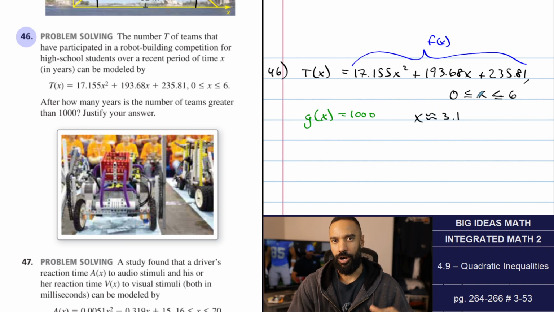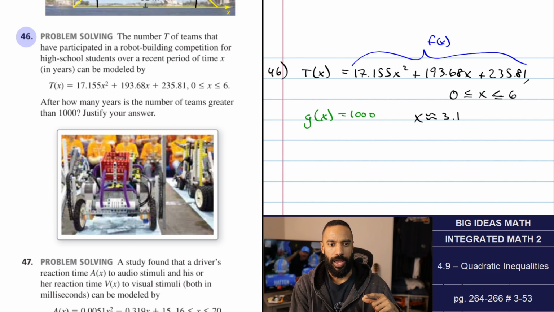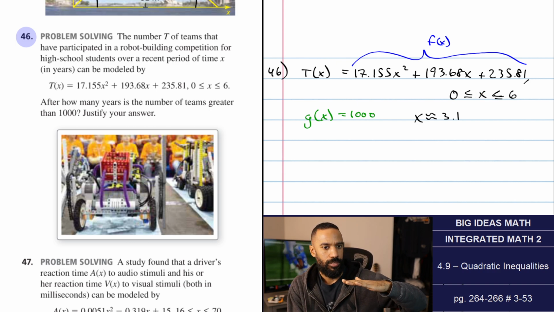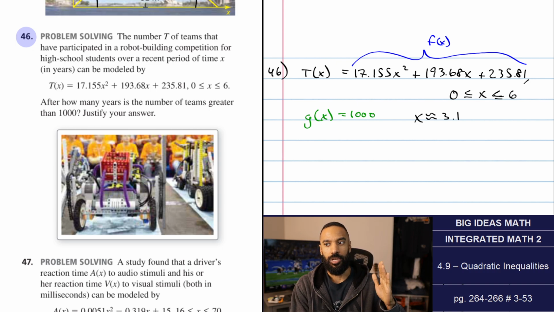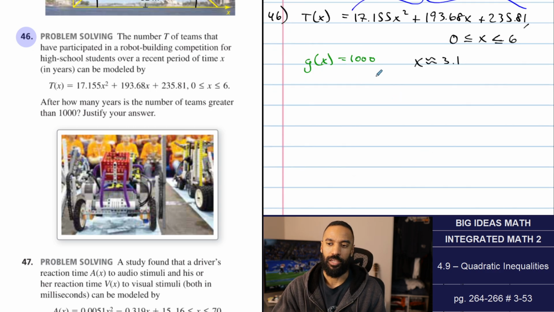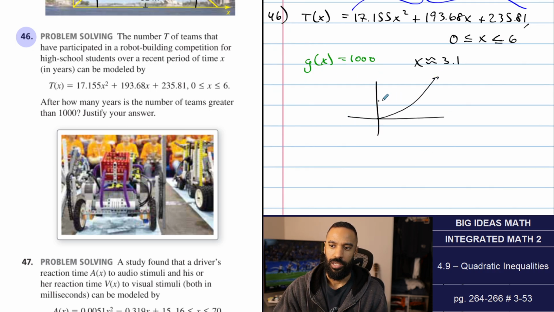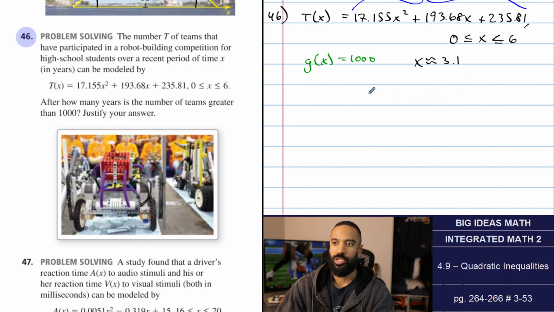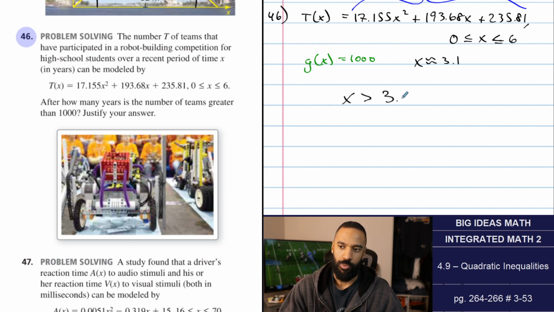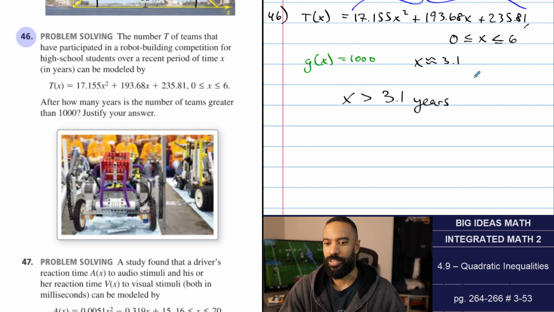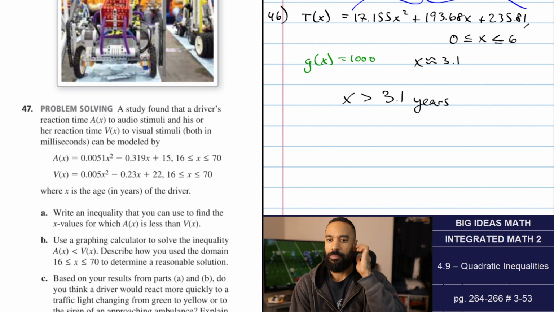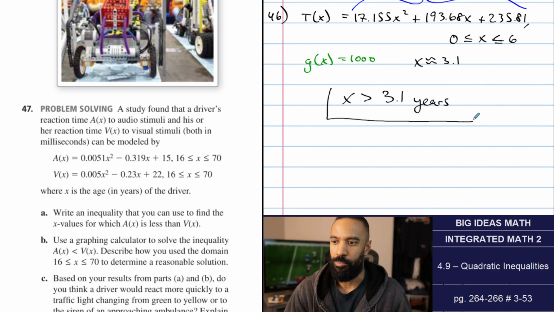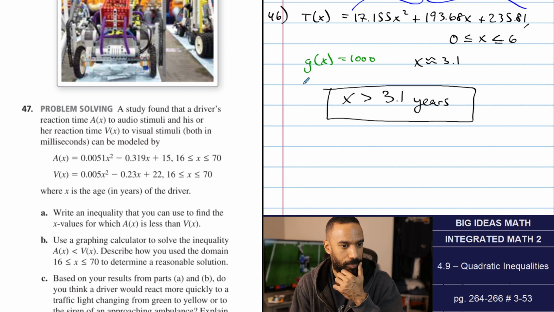Now notice for the curve, we need to figure out when the teams are greater than 1,000. Based off the curve, it's going to be past the 3.1 number, right? The curve that we see on that window range is there, and we need to be greater than it. We need to be on this side of 3.1. So x has to be greater than 3.1 years. I don't know if that's the best way we're supposed to say it. I don't know if we're supposed to say from the 4th year onward or something like that, but I'm just going to say greater than 3.1 years will have more than 1,000 teams.